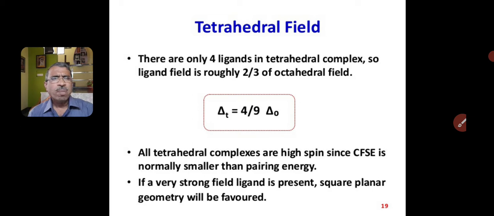All tetrahedral complexes are high spin since CFSE is normally smaller than pairing energy. If a very strong field ligand is present, square planar geometry will be favored.